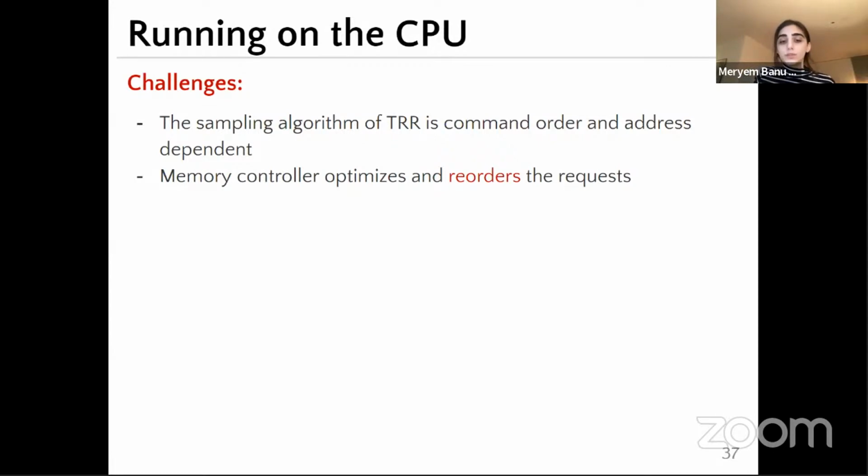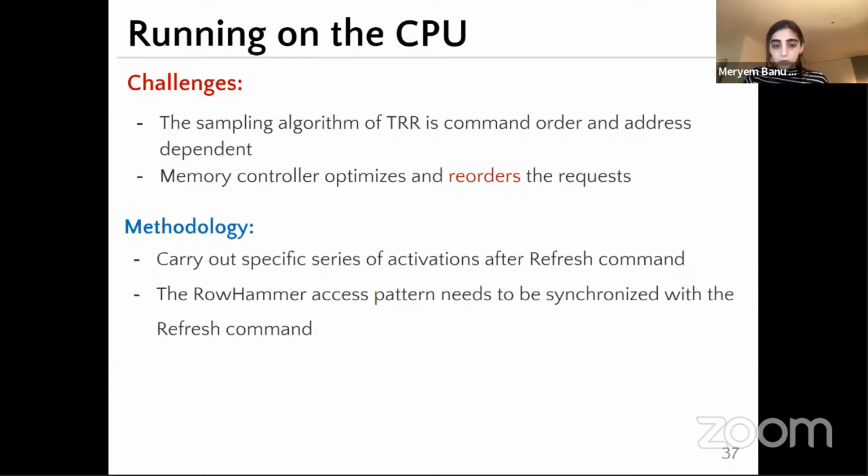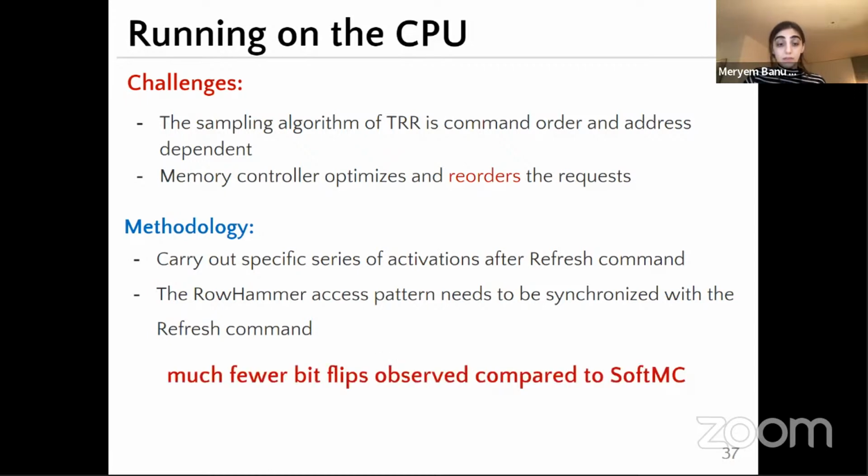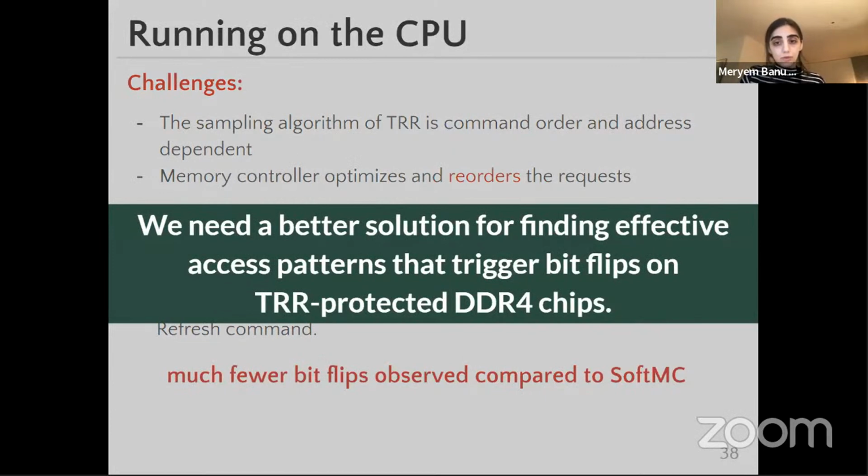There are some challenges of such a test, though, since the sampling of the TRR mechanism is command order dependent and the memory controller optimizes and reorders the requests. This will make it harder to create access patterns that will trick the sampler. What is needed is to carry out a specific series of activations right after a refresh command to keep the sampler busy with another set of rows than the intended victim row, and this requires synchronization with the refresh command. And much fewer bit flips were observed in this case compared to SoftMC, which suggests that we need a better solution for finding effective access patterns that trigger bit flips on TRR-protected DDR4 chips.